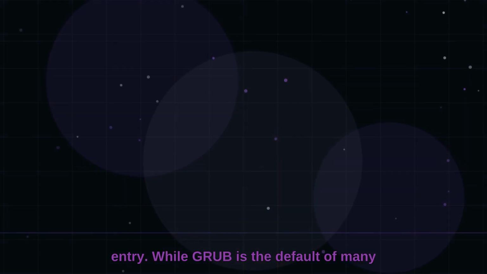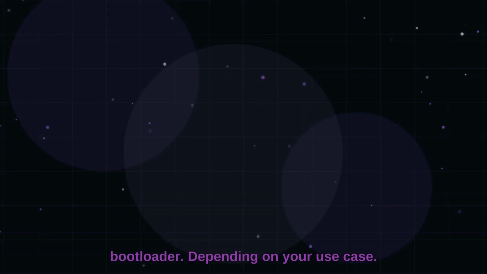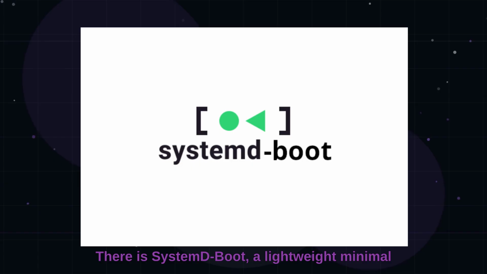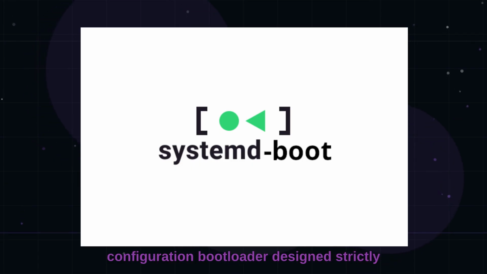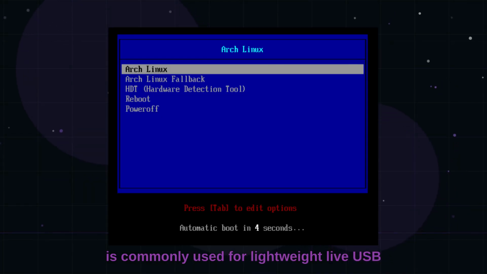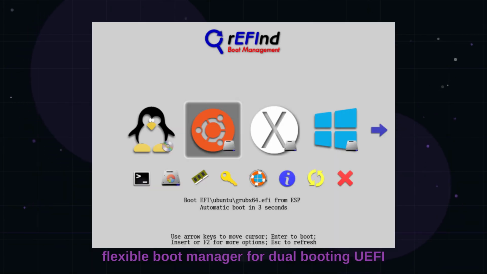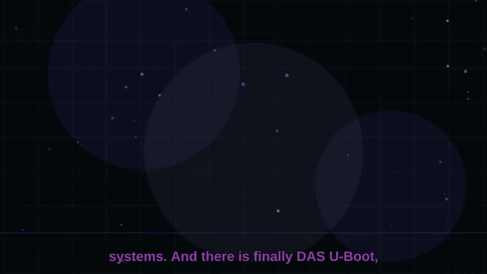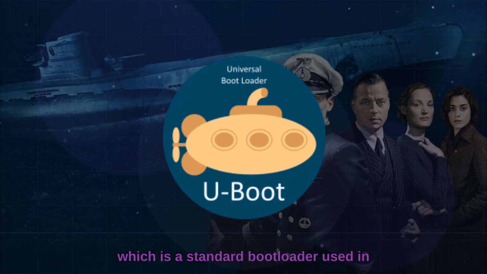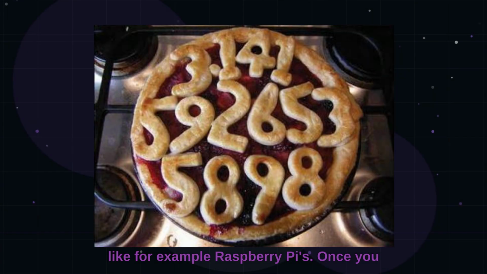While GRUB is the default of many distros, Linux offers plenty of alternative bootloaders depending on your use case. There is systemd-boot, a lightweight minimal configuration bootloader designed strictly for UEFI systems. There is Syslinux, which is commonly used for lightweight live USB and install CDs. There is rEFInd, a flexible boot manager for dual booting UEFI systems, and there is finally Das U-Boot, which is a standard bootloader used in embedded systems and single board computers, like for example Raspberry Pis.